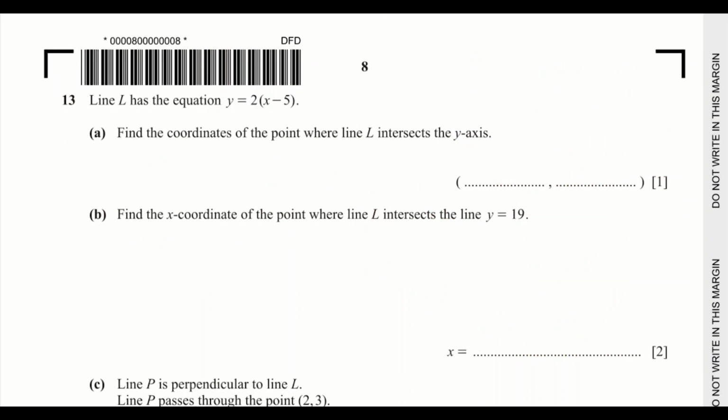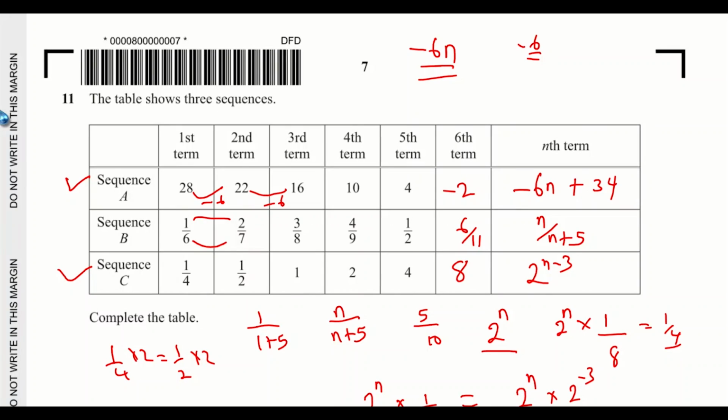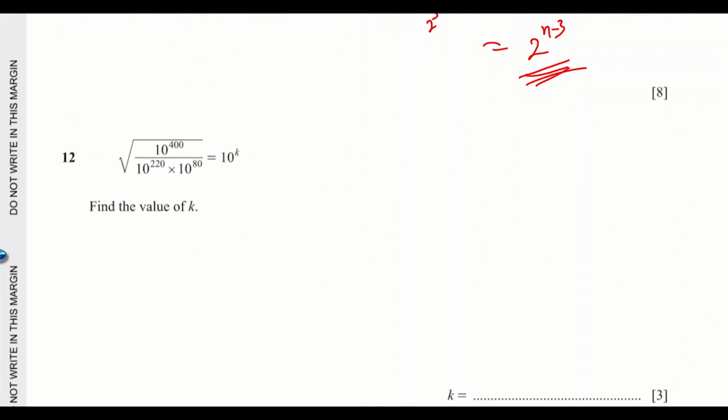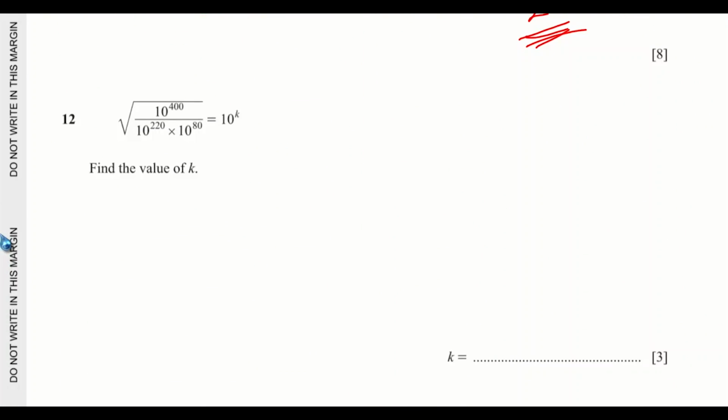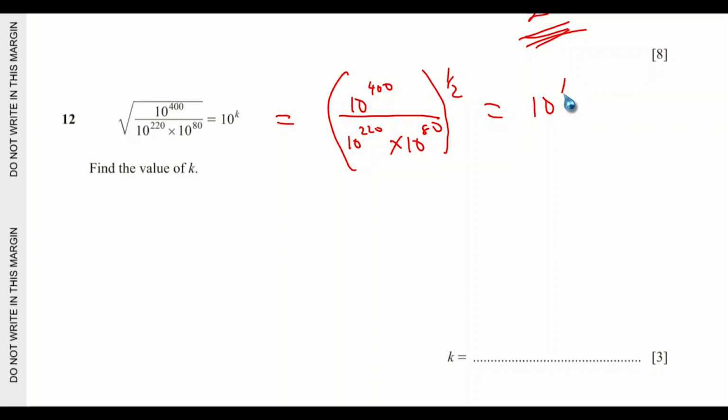I think we should have question 12. So let's scroll down. Okay, good. Now we are asked to find the value of k. What you need to do is rewrite this. This is the same as 10 to the power of 400 over 10 to the power of 220 multiplied by 10 to the power of 80, then everything raised to the power of a half, equals 10 to the power of k.